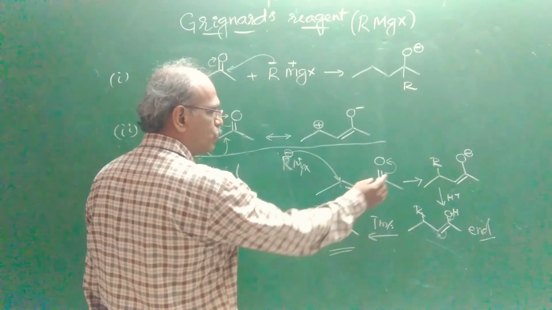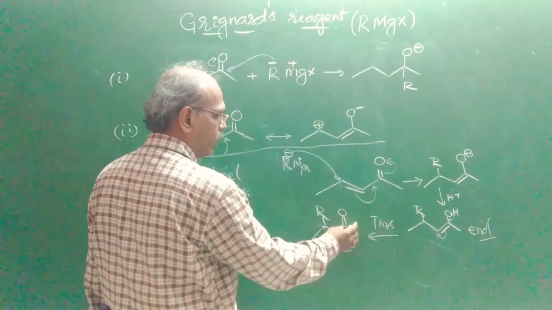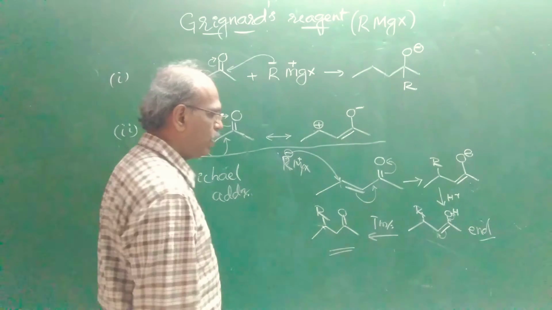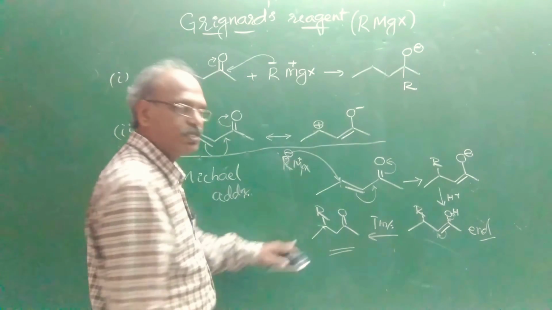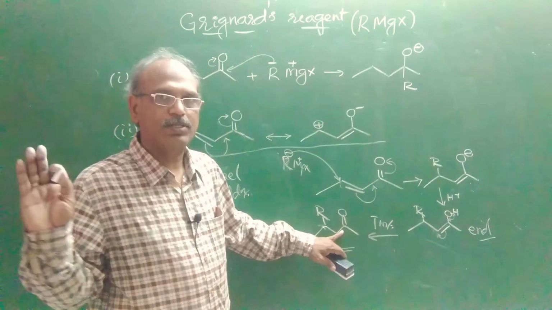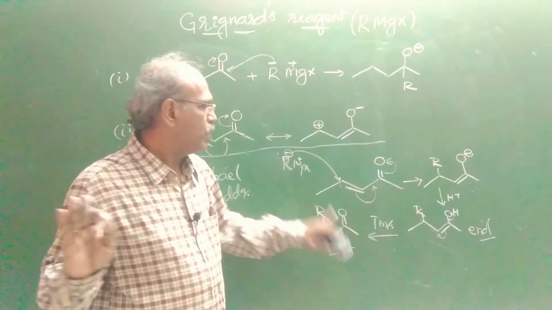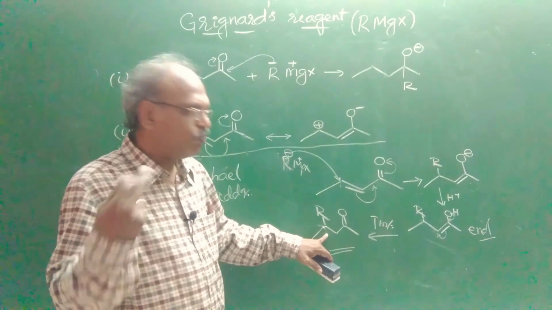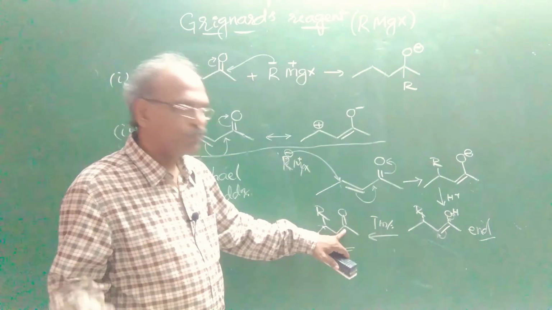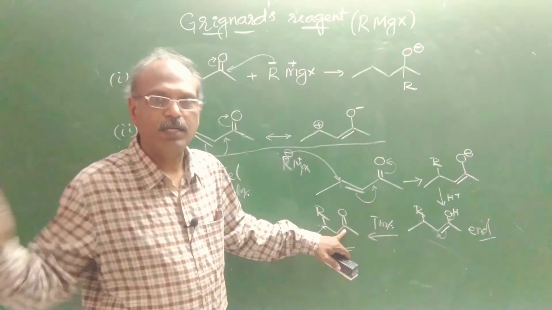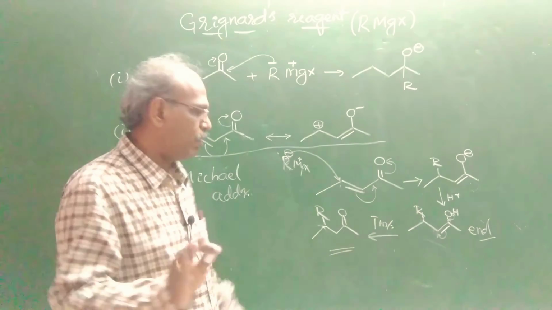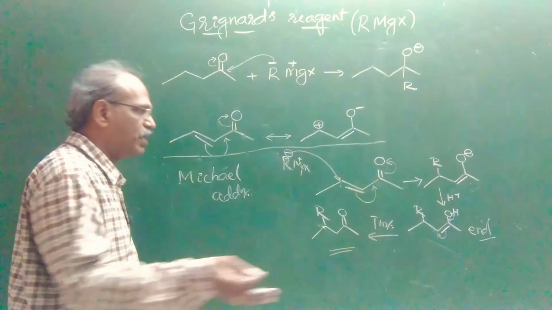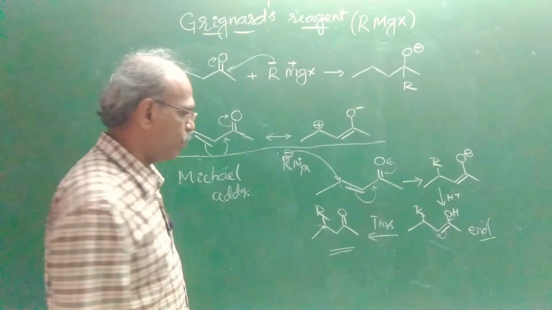See, compare this: the C double bond O remains as such finally. Of course, if excess of reagent is available, it reacts further, but I am not talking about that. With 1 mole of RMgX, this is the product. If 1 more mole is available, that reacts with this ketone, and finally gives an alcohol, a tertiary alcohol. I am not going to discuss that further because we have already done that type of problem.